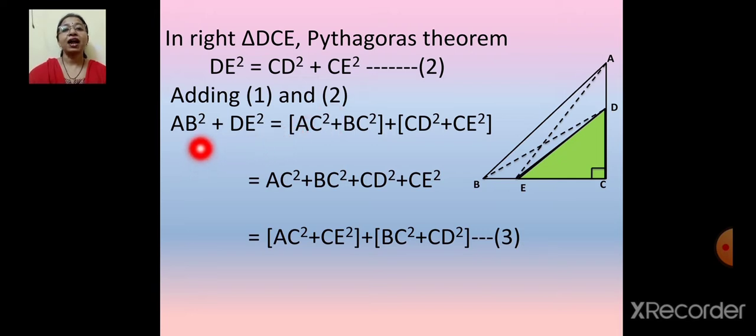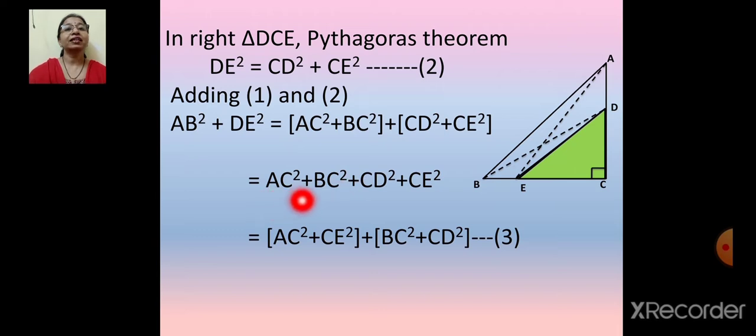So when we add, the left hand side will be AB square plus DE square, and the right hand side the remaining terms of the right hand side of equations 1 and 2, right? So this we have written. Then next step, I have removed those brackets. Terms listed separated by positive sign. Now I will combine them in different combinations.